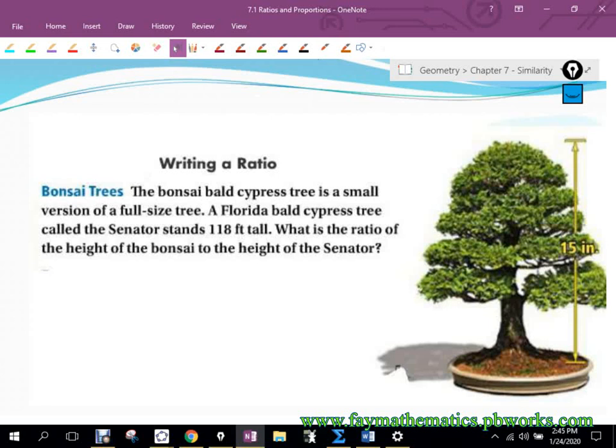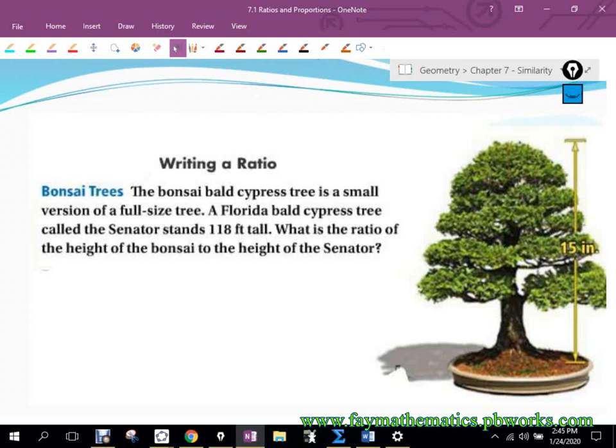All right. Here they're saying this picture is a bonsai tree, but it is a comparison, or like a miniature version, of a tree that is out in nature. Okay. So we're saying this bonsai tree, when we measure its height, it's 15 inches tall. When we go out and measure the other tree that it's the relative of in nature, that tree is 118 feet tall. Does that make sense? It wants you to write a ratio of the two things.